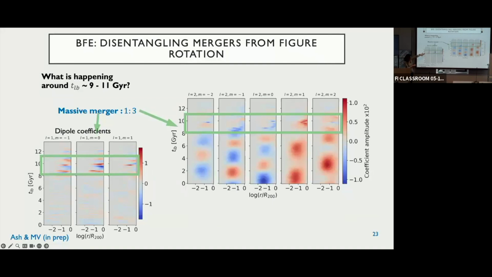I mean, it's there, it's very weak, but it's pretty much gone. And the time that it's gone is when this is happening. Right? So this merger came in, it basically transferred angular momentum to the halo and set the halo spinning.